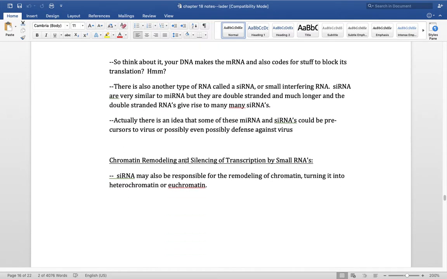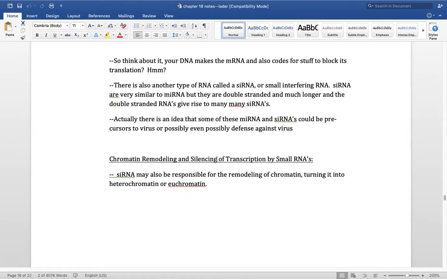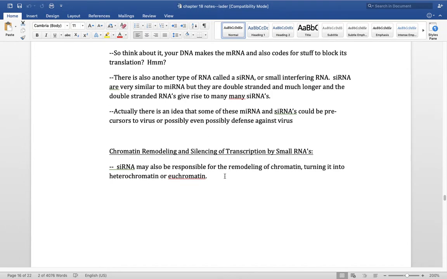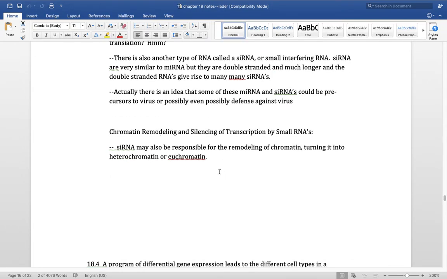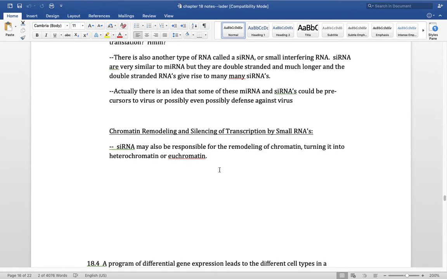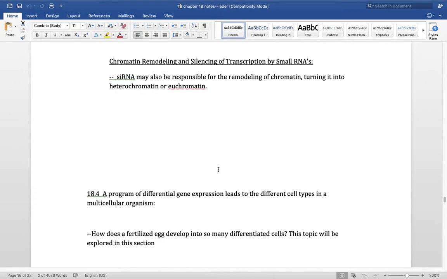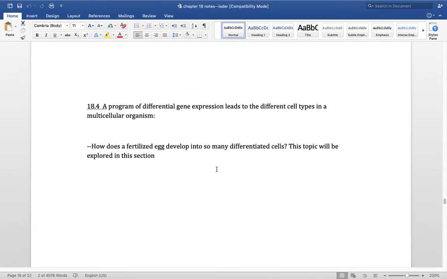There's also chromatin remodeling and silencing of transcription by small RNAs. They could basically wind up that DNA real tight so it's not read. Stuff that we're still learning about. And I know some of you will have a lot of questions about it, but honestly, it's just not the time at this point.